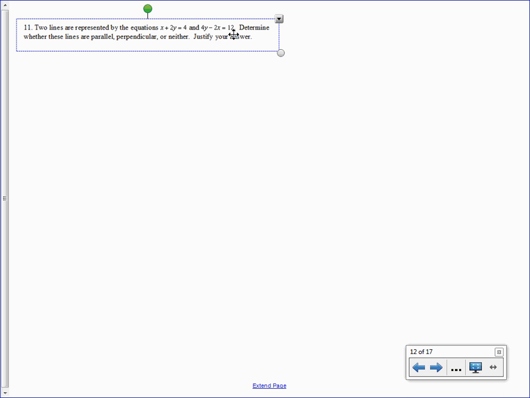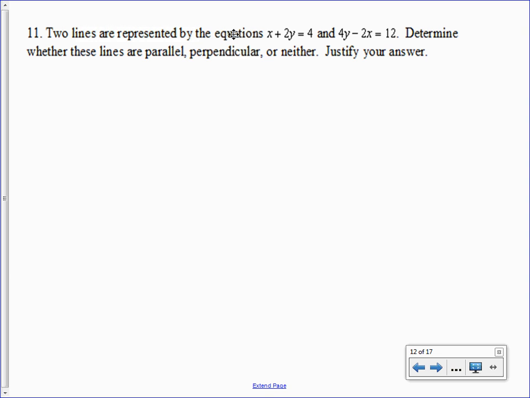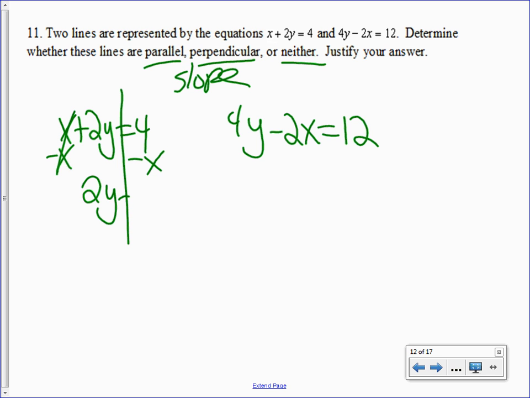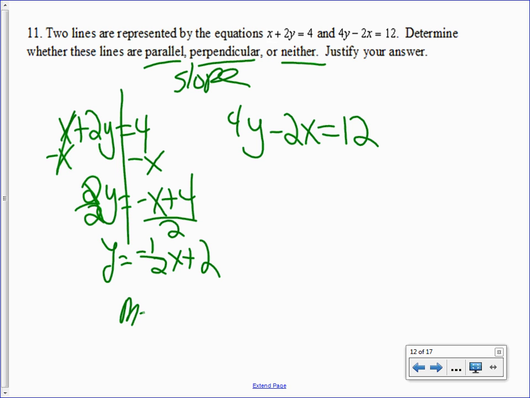11. Two lines are represented by the equation blah blah blah and blah blah blah. Determine whether the lines are parallel, perpendicular, or neither. It's all about the slope. So I gotta find the slope for each. X plus 2y equals 4. 4y minus 2x equals 12. Let's do some algebra. Minus x, 2y equals negative x plus 4. Divide by 2. Y equals negative 1/2 x plus 2. So the slope of this line is negative 1/2.